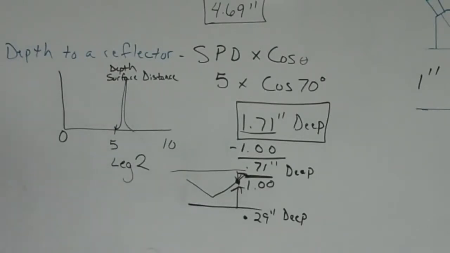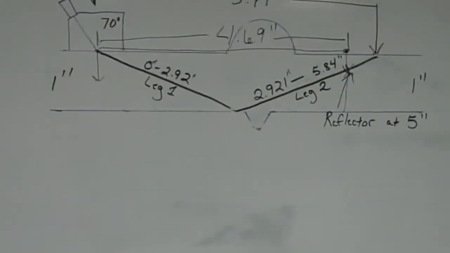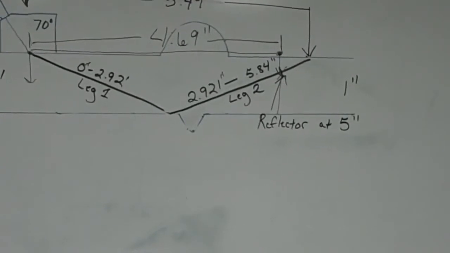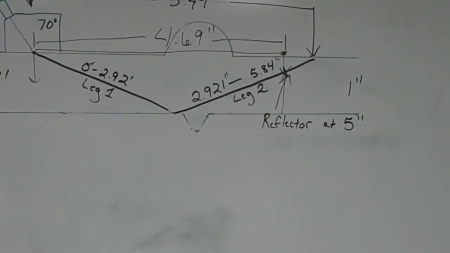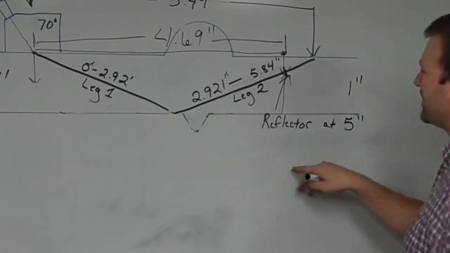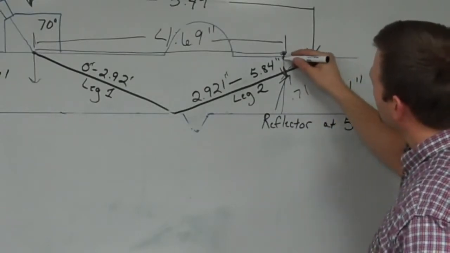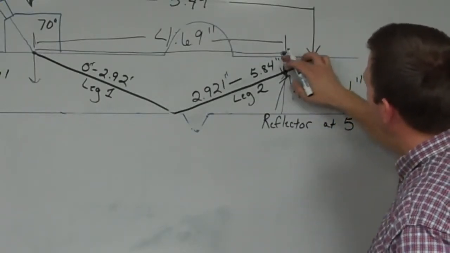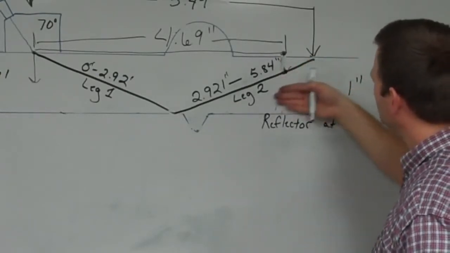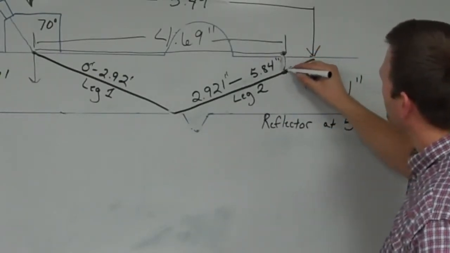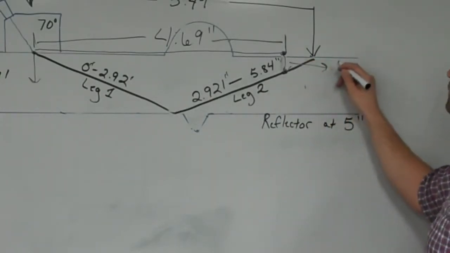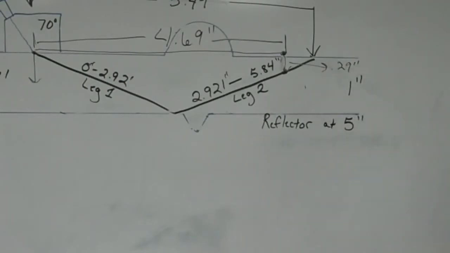Let that soak in for just a second. Then we'll go back around here to our picture. Before, we said that our reflector was 1.71 deep, which would put it down here, so we subtracted out a part thickness. That told us that from here to here was 0.71, so from here to here is actually 0.29 inches deep. Three-tenths of an inch deep.